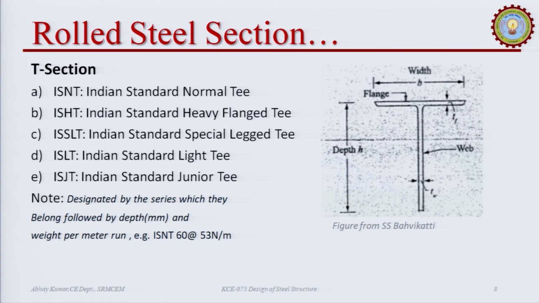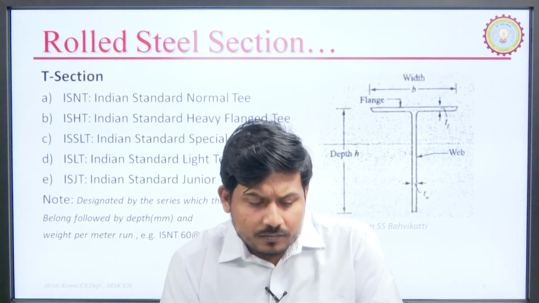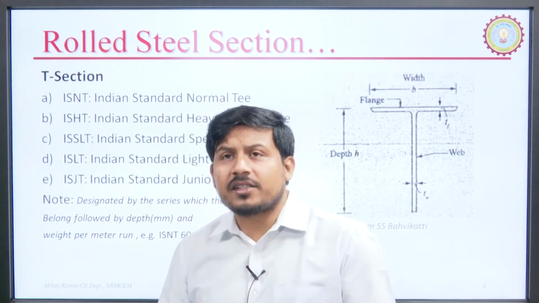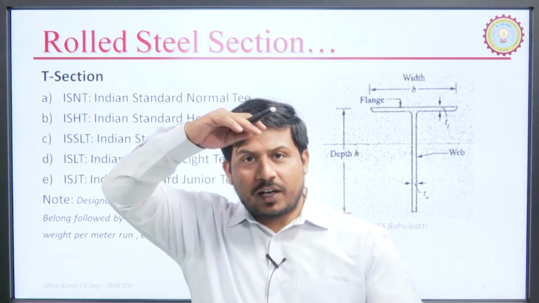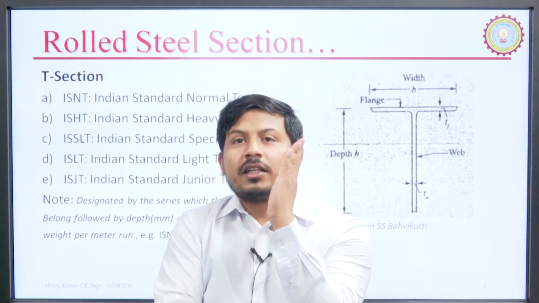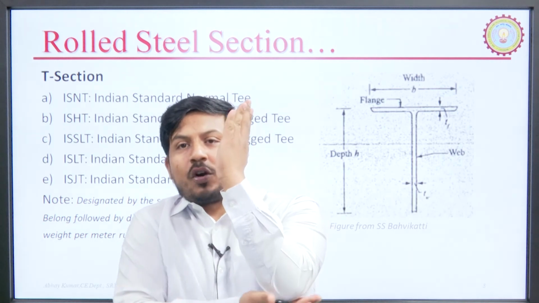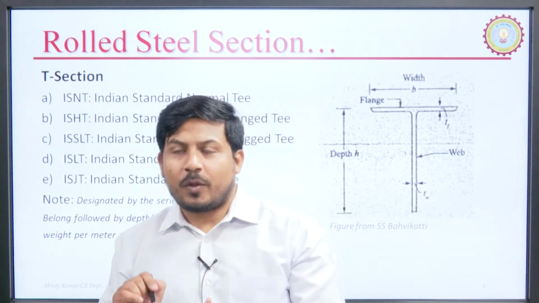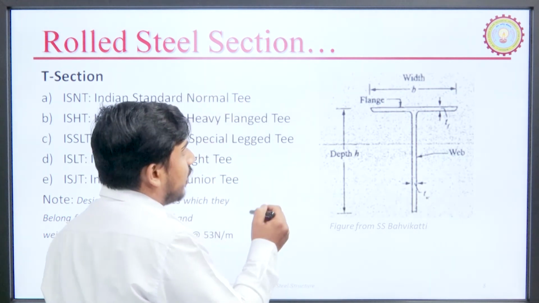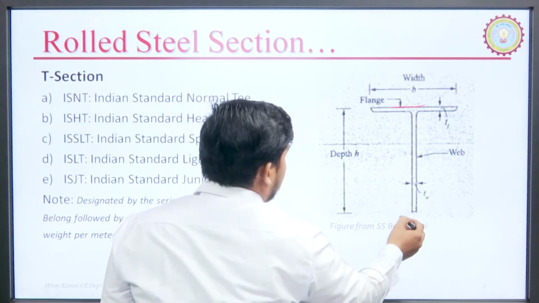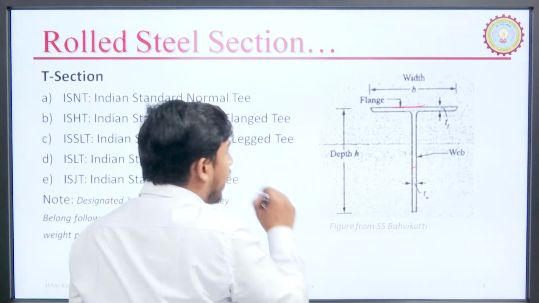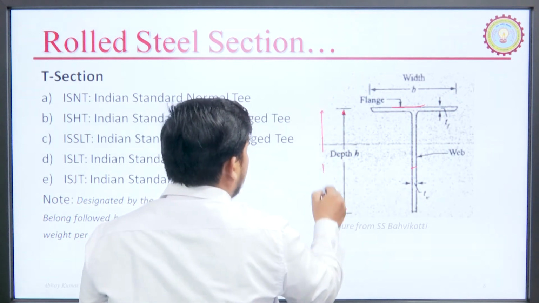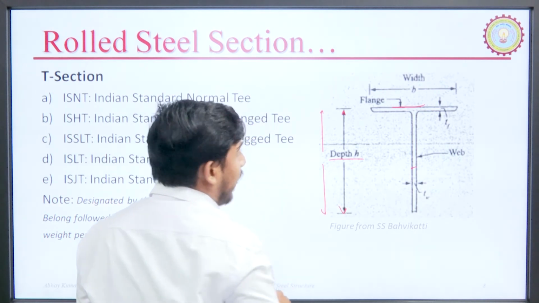Now, let us look at another section, the T section. The T section has one flange only and a web, but there is no other flange at the bottom of the T section. It looks like the English letter T. In this figure I have shown a typical T section, it is a flange, it is a web. And in this the depth of the section is also really very important, indicated by H.